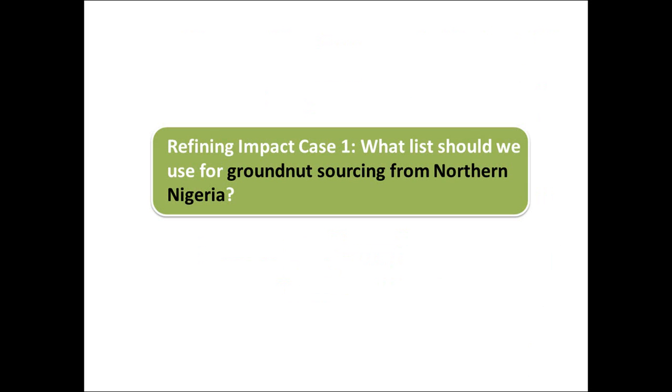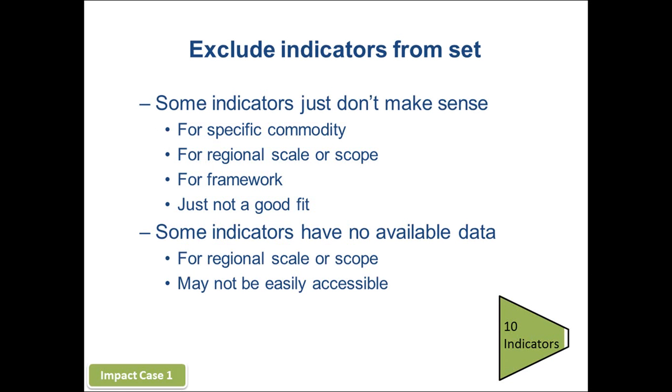Still, this is nice, but even though the tool has succeeded in identifying a manageable set, this does not necessarily mean that this is the minimum set of indicators that we should use, or that this is the list that makes sense for this case. So the tool has gotten us through another step to make the list more manageable, but now we can ask a more refined question. What is the list of indicators that we should use for groundnut sourcing in northern Nigeria? If we consider this question for each indicator in our minimum covering set, we may find that some of these indicators, although chosen by the tool, just really don't make sense for this case.